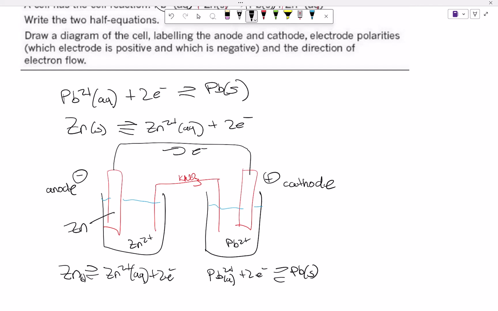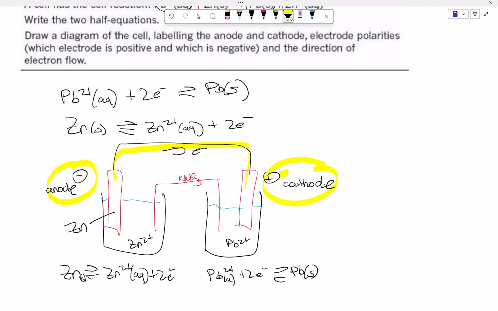Okay, so we're going with electron flow this way. We've identified the polarity, which is negative. We've identified which one's the anode. We've identified here positive as the polarity and it's the cathode, and what reactions occur at both. So you've done that. That's how you'd answer a question like that.